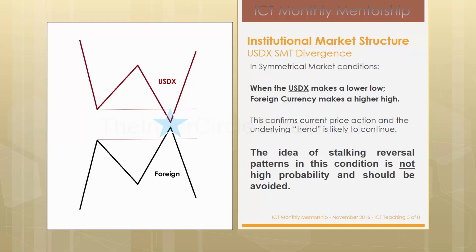Now, the idea of stalking reversal patterns in this condition is not highly probable. In fact, you want to avoid it altogether. The reason why is because, for instance, let's take a look at the dollar index example here with the red line. We're going to look at the likelihood of that old low being violated, as we see here. And if we see that old low violated and we see a higher high in foreign currency, that confirms the down move in the dollar index.